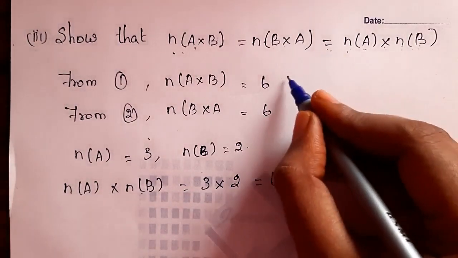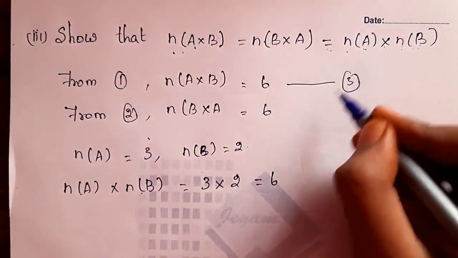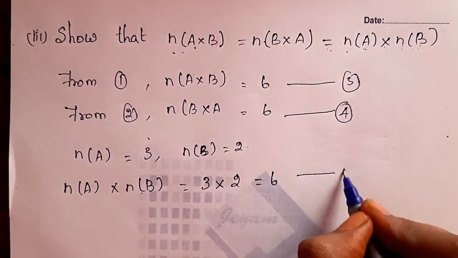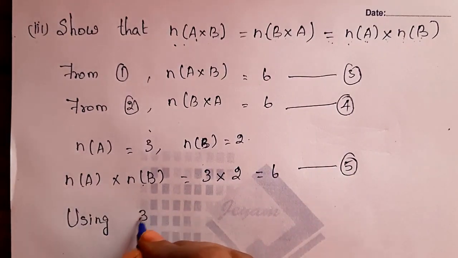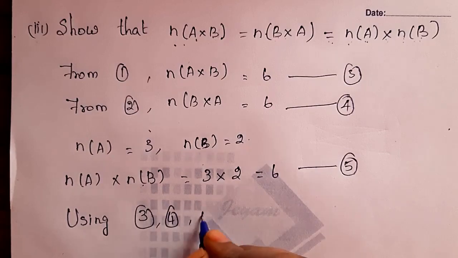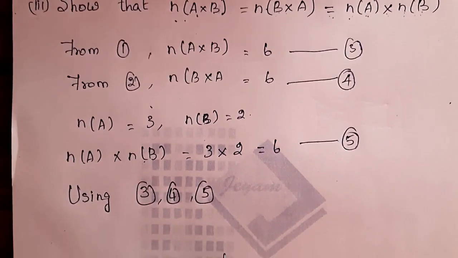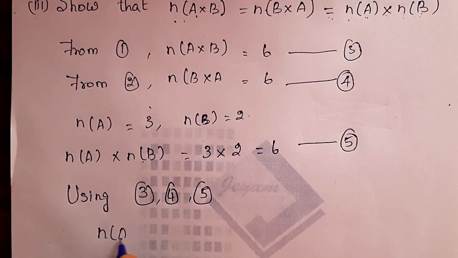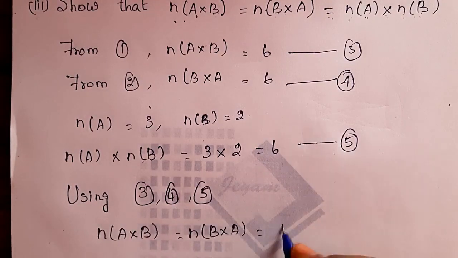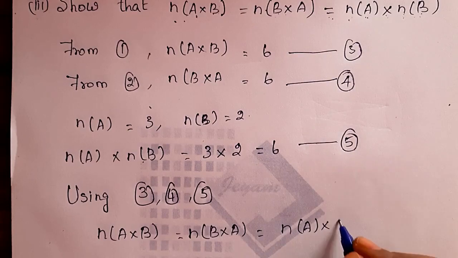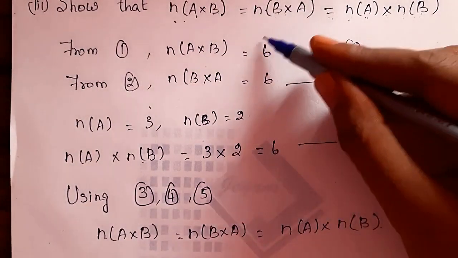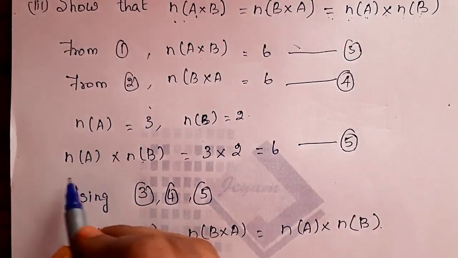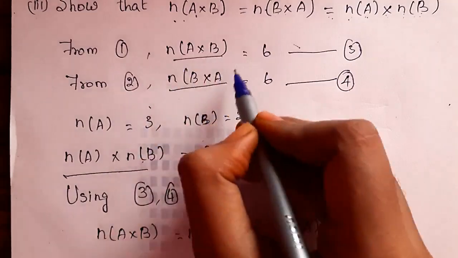6. So, if you take equations number 3, 4 and 5, we conclude that n of A cross B is equal to n of B cross A is equal to n of A cross n of B, because all the right hand sides are equal, so definitely the left hand sides are equal. Okay.